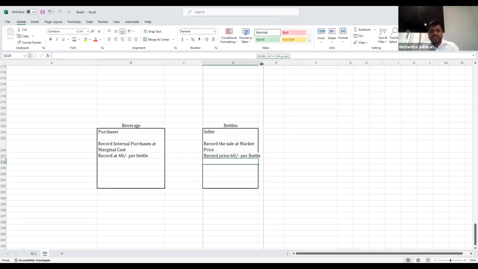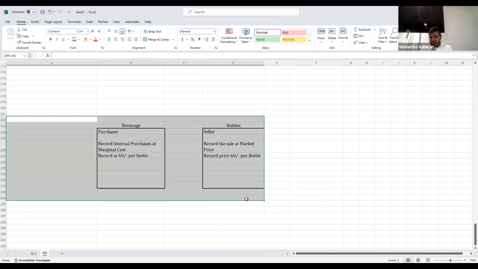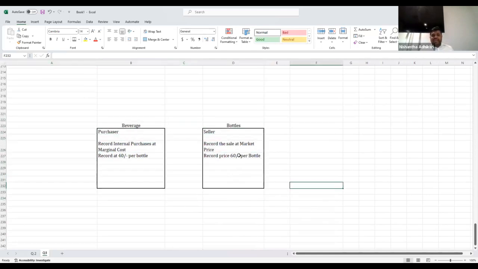The seller will record the revenue at 60, the buyer will record the purchase at 40. The difference will be adjusted to the group column because both managers are satisfied. They won't take any suboptimal decision. That means they are not trying to maximize their own profitability, right? Therefore, both will be satisfied if dual rate transfer pricing applies, right? Okay.